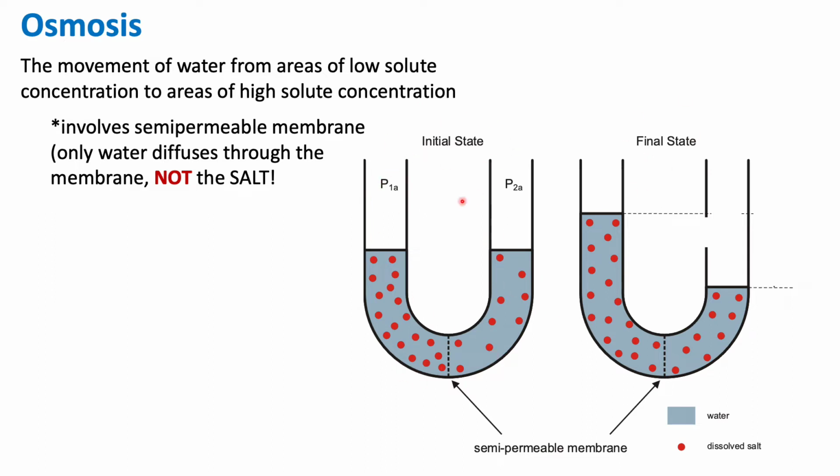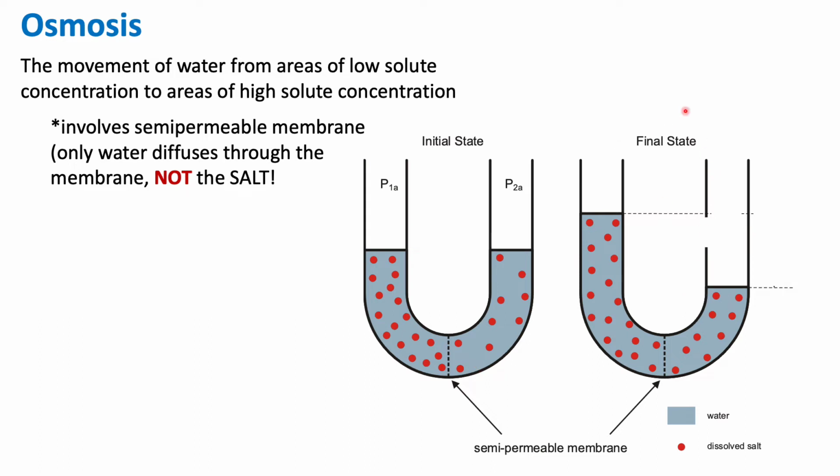We can see that in the initial state of this tube over here, we have more red particles on the left side of the tube in comparison to the right side of the tube. These red particles are referred to as the dissolved salt, or we could say ions. So there are more ions on the left side than on the right side. So since there are more ions on this side, the water is going to move towards the side of higher concentration to try and balance out the concentrations on both sides.